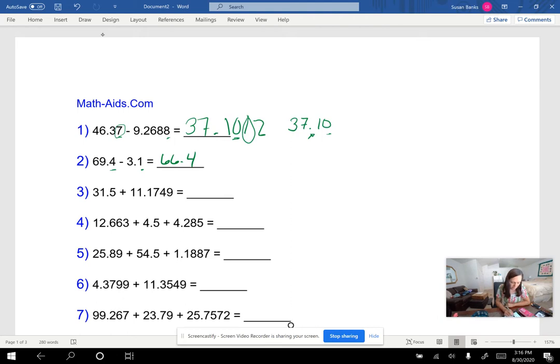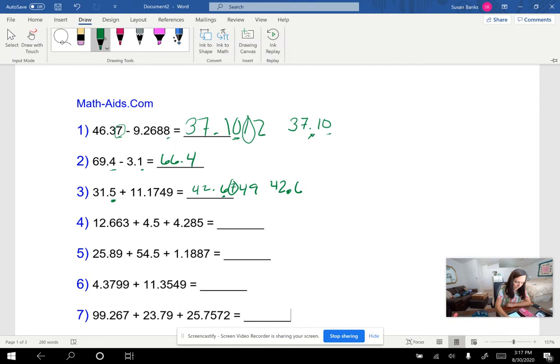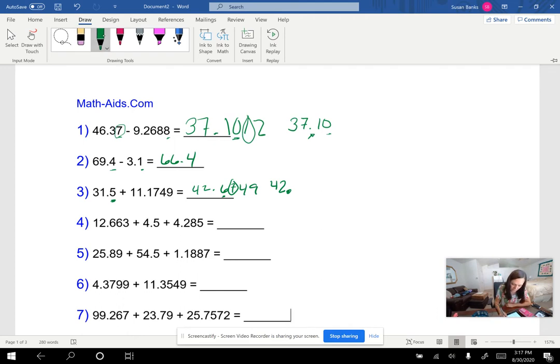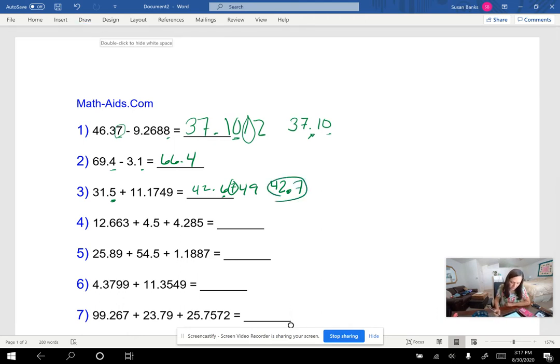Okay, 31.5 plus 11.1749. So here's my tenths. So I'm going to have to keep this to the tenths. So 31.5 plus 11.1749. My calculator gets me 42.6749. Once again, I can only go to the tenths. So I'm going to look next door at the hundredths. That 7 tells me to round up. So I'm going to really report this as 42 point, oops, not 6. Got too excited. 42.7. 42.7 is all I'm going to be able to do.